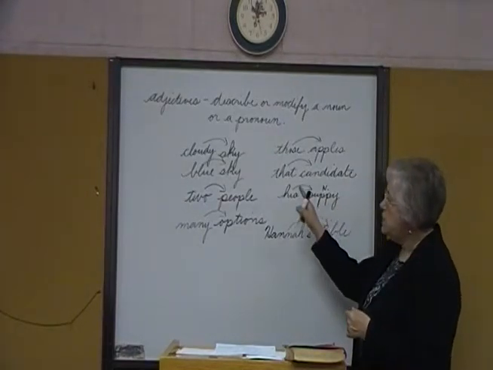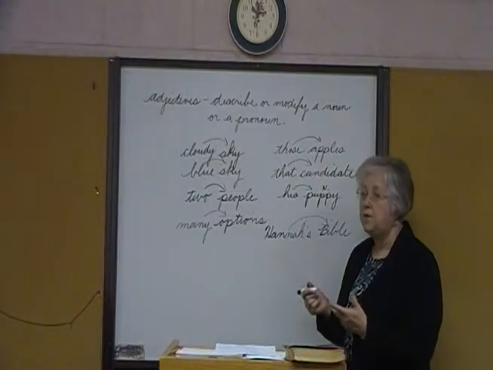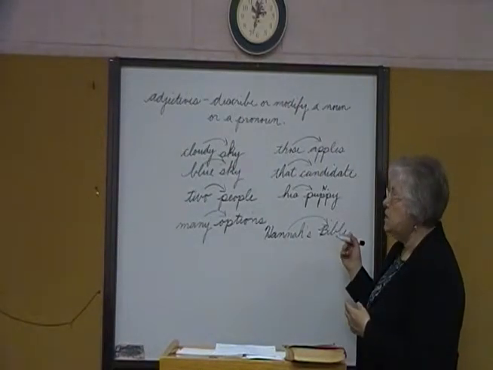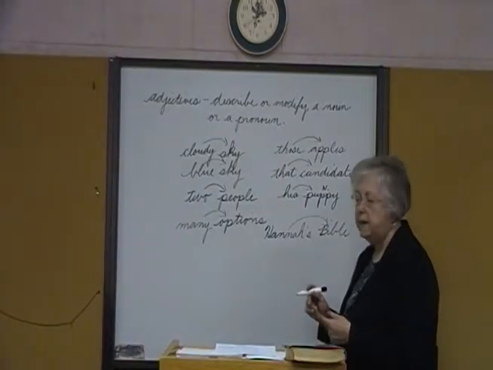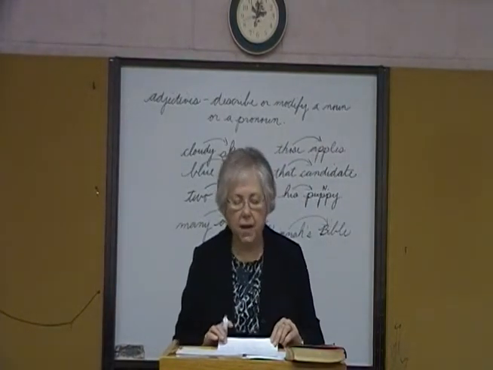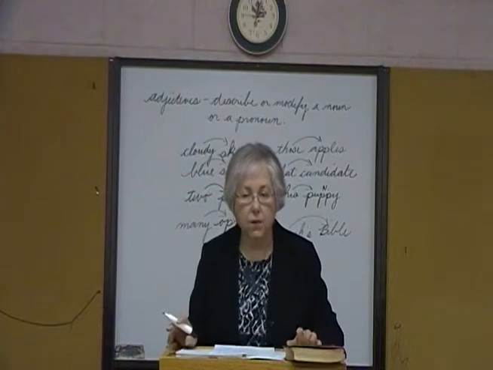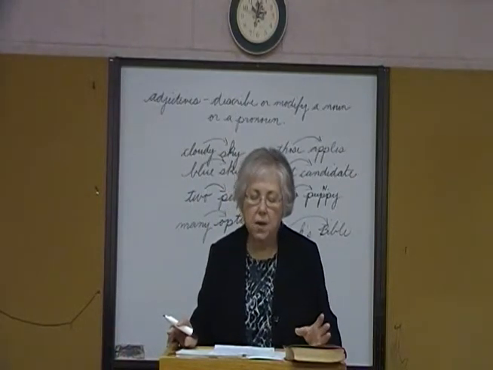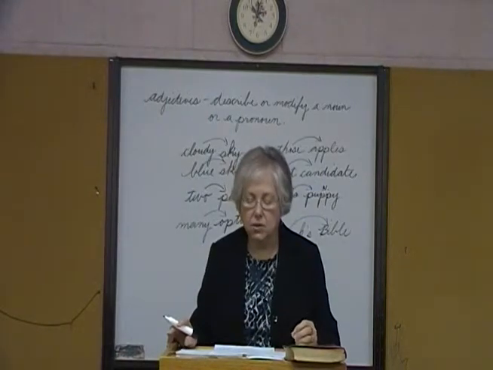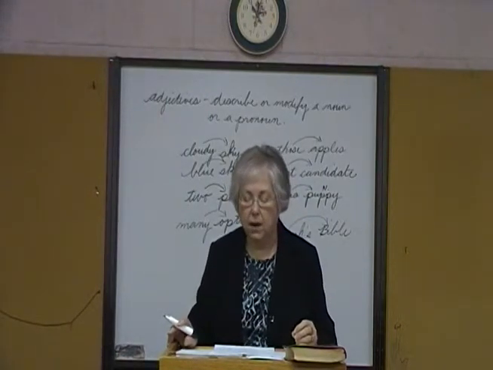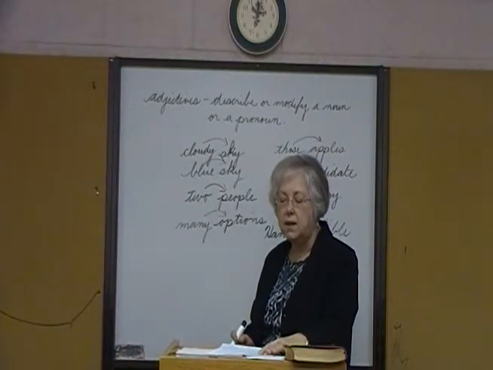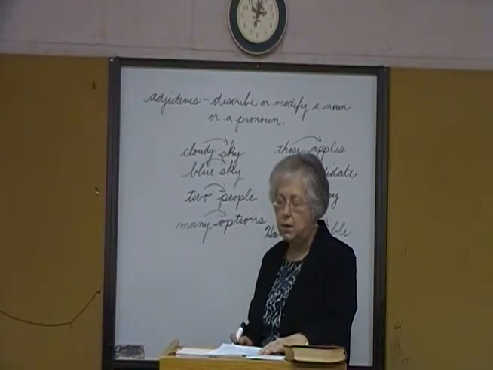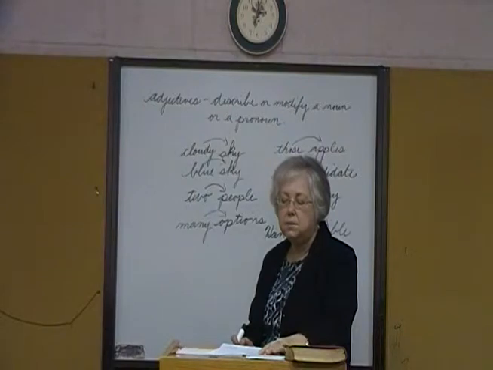So those are all examples of adjectives that describe or modify a noun. Cloudy sky, blue sky, 2 people, many options, those apples, that candidate, his puppy, Hannah's Bible. Now when we think of adjectives, and to help us identify if a word is acting as an adjective, we think about questions that adjectives can answer about the nouns that they modify. If you take a look at your handout, you'll see there in the 3rd characteristic that they can answer 3 questions, mainly 3. There is a 4th. What kind, how many, which one, or whose.